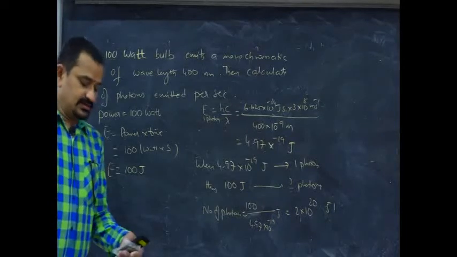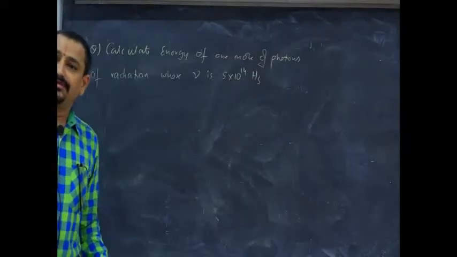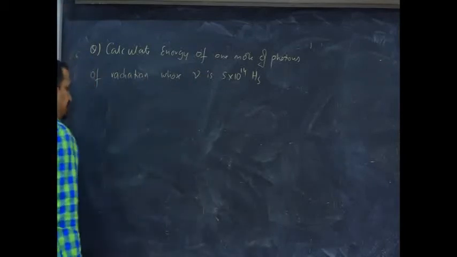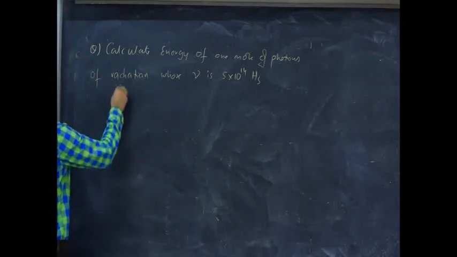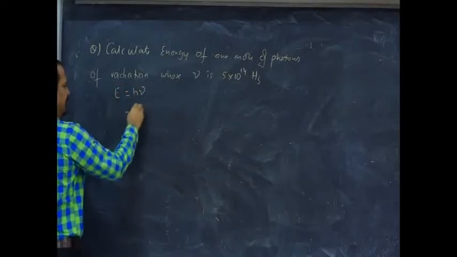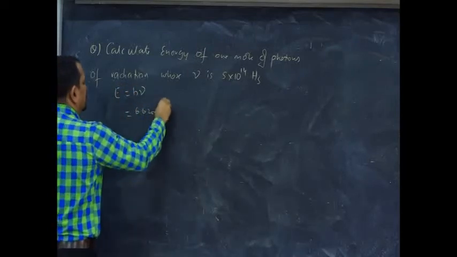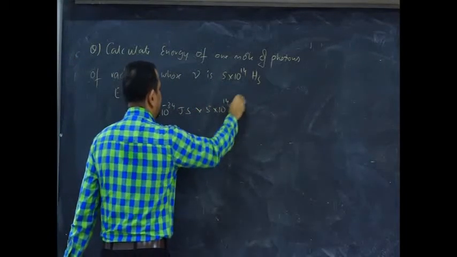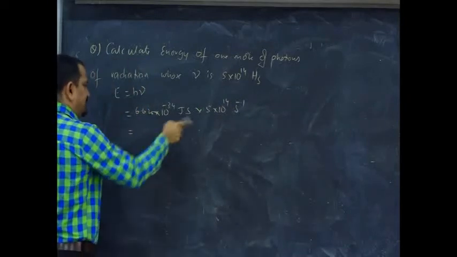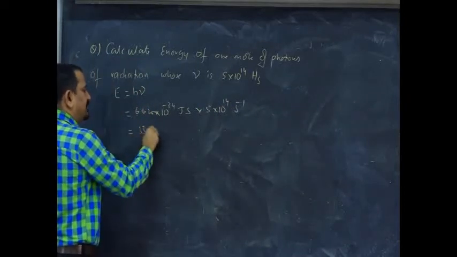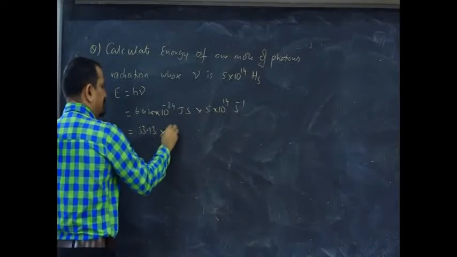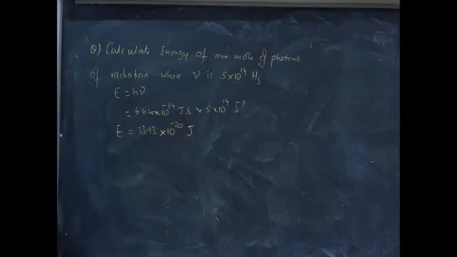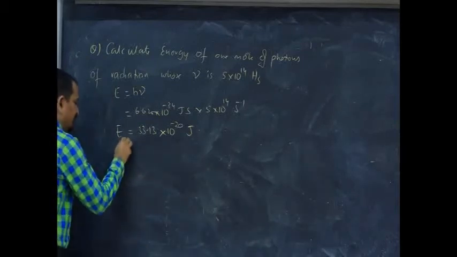Now this is one numerical from energy of photon. This is another numerical on photons. Calculate the energy of 1 mole of photons of radiation whose frequency is given. We have E equals h nu, that equals 6.625 into 10 power minus 34 joule second into frequency 5 into 10 power 14 per second. So on simplification it will be 33.13 into 10 power minus 20 joules. This is the energy of one photon.